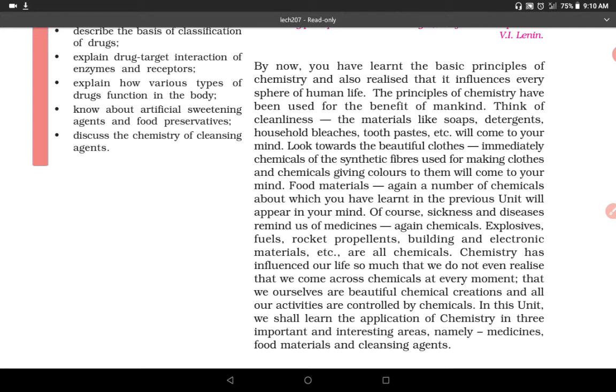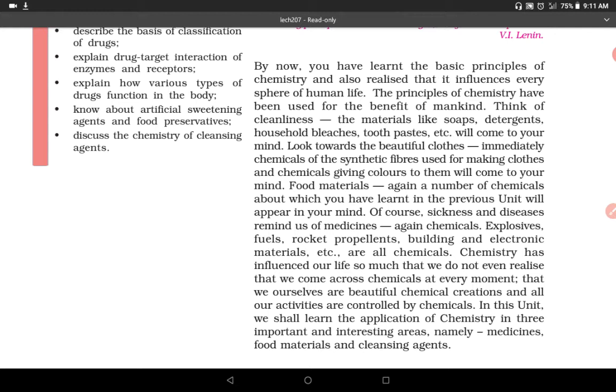Think of cleanliness, materials like soap, detergent, household bleaches, toothpaste. What are the useful benefits for humankind? We can clean ourselves with soaps and our clothes with detergents. Household bleaches are used for cleaning our houses. Toothpaste is used for cleaning our teeth, and so on. So many things are there for cleanliness. That's why chemistry is also useful.